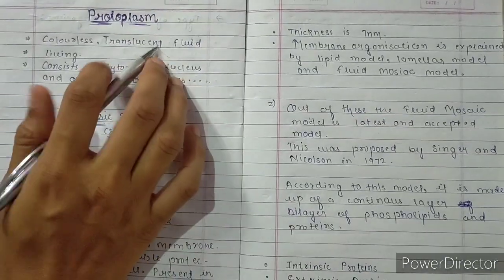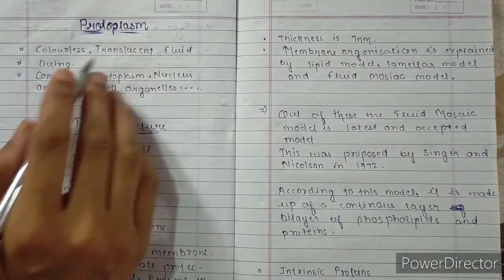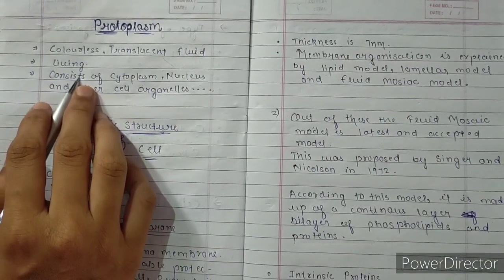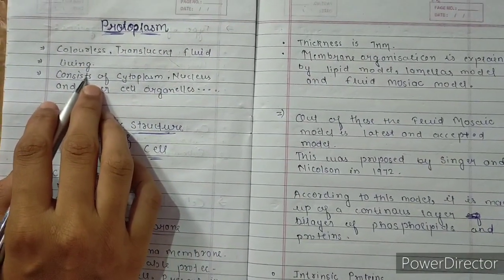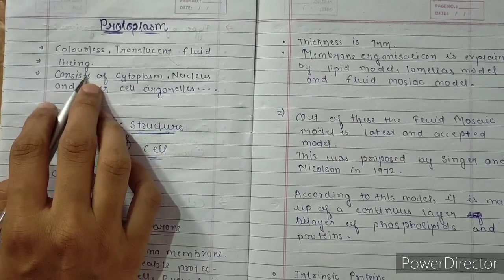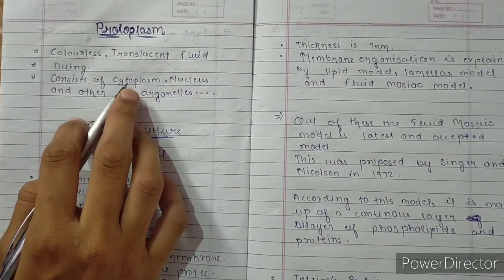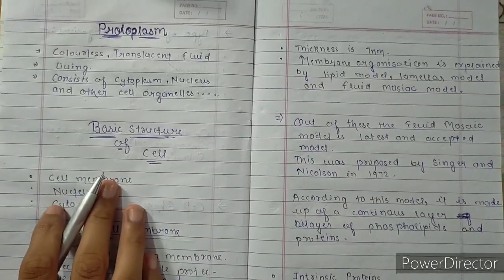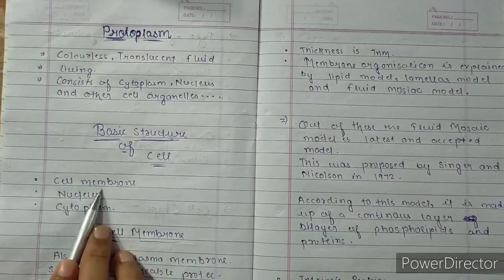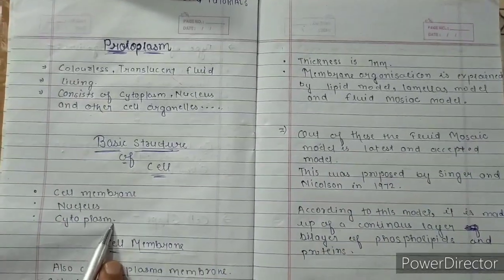So today our first topic is protoplasm. Protoplasm is a living substance of cell. It is a colorless, translucent fluid. Protoplasm consists of cytoplasm, nucleus and other cell organelles. All the living cell organelles contain protoplasm. So guys, the basic structure of cell contains cell membrane, nucleus and cytoplasm.